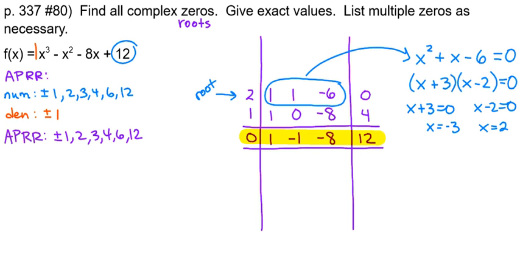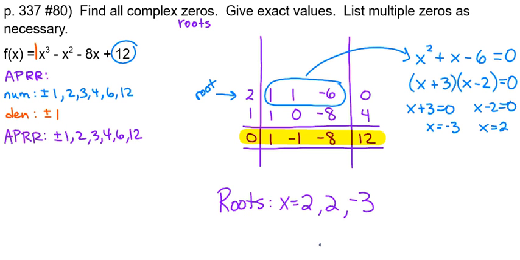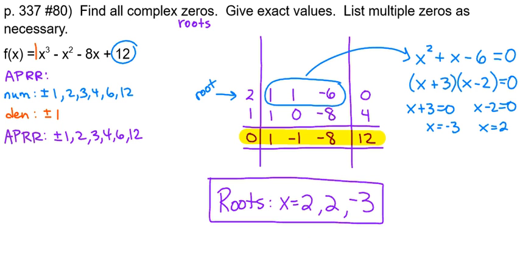even if it turns out you don't need it very much. So finally, we're going to write our roots, and it says that they should be exact, and it says that we should list multiple zeros as necessary. So we did get multiple roots of 2, so I'm just going to list x equals 2 and list 2 again and list -3. I want to show that I did find 1, 2, 3 roots, and so that's why I list the 2 twice. I want to make sure that we've covered them all.